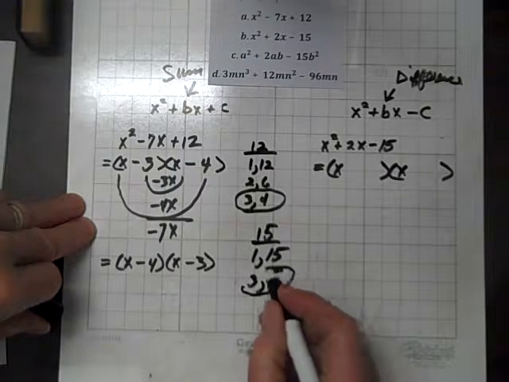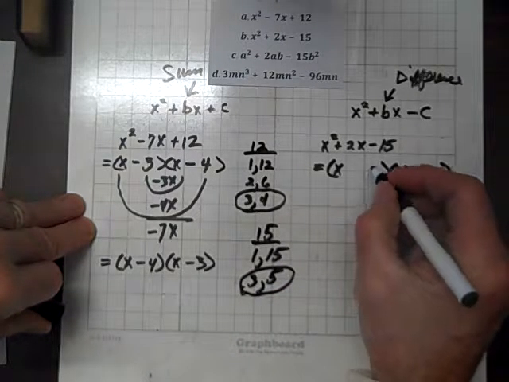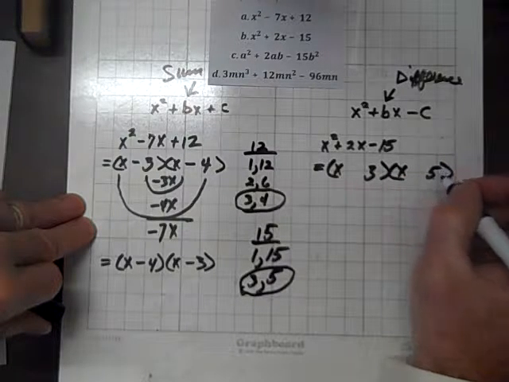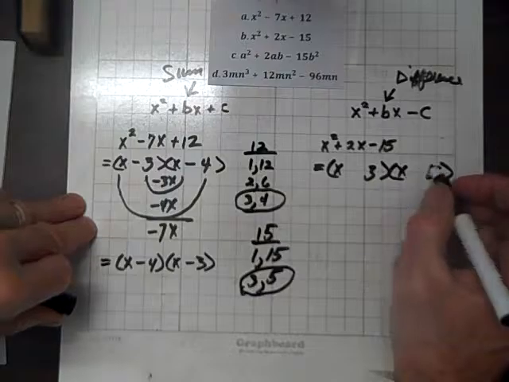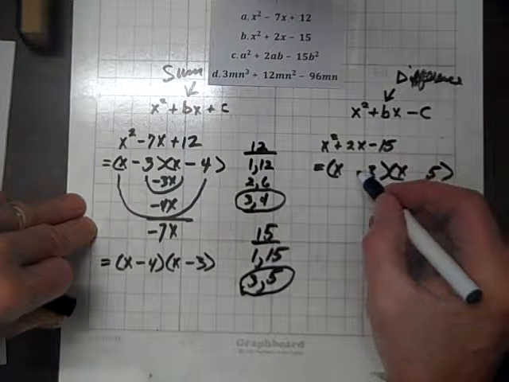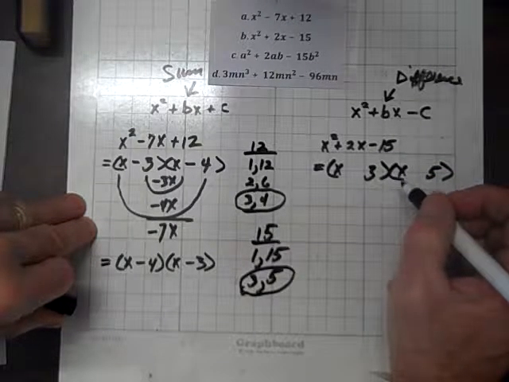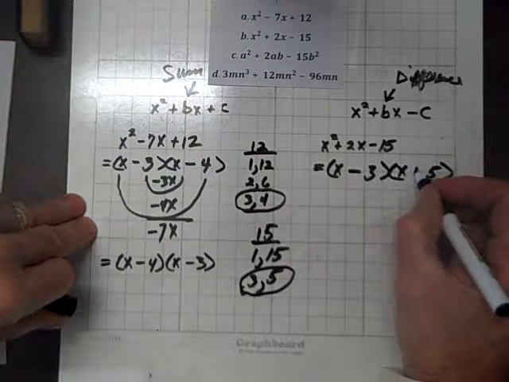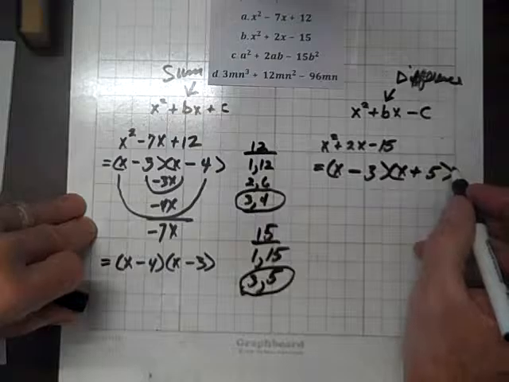Well, it turns out it's 3 and 5. So we know we can put a 3 here and a 5 here. Then the next question is, who gets this negative sign, the 3 or the 5? Well, I'm going to say it's the 3 and a positive 5 here. Now we'll check it out.